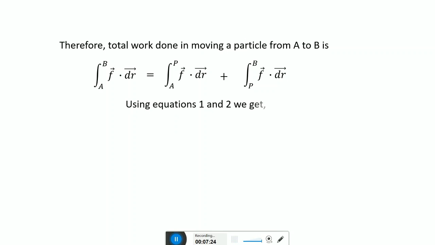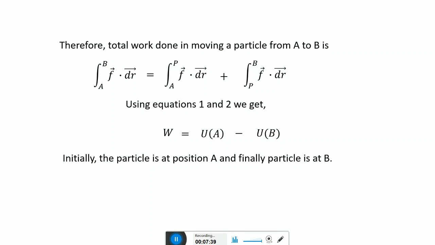From these two equations, we get the total work done in moving a particle from A to B, that means we have to substitute values: integration of vector F dot dr from A to B is equal to integration of vector F dot dr A to P plus integration of vector F dot dr P to B. Using equations 1 and 2, we get W is equal to U of A minus U of B.